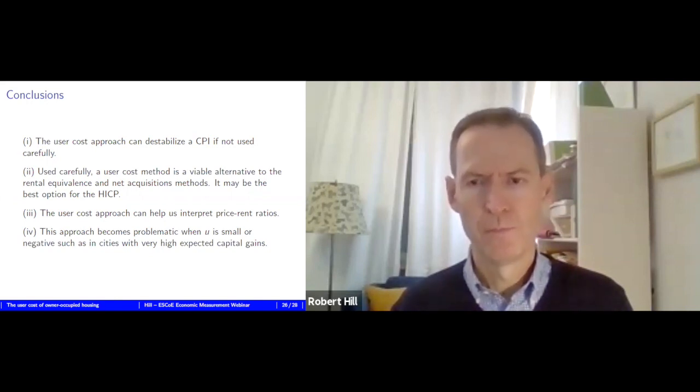And finally, it seems to me it's precisely in these kinds of conditions that expected and actual capital gains can diverge enormously over time. You'd expect that in the kind of speculative bubble market that often does characterize housing.